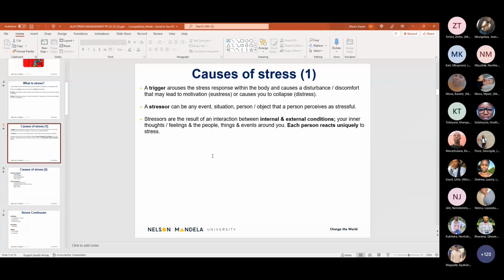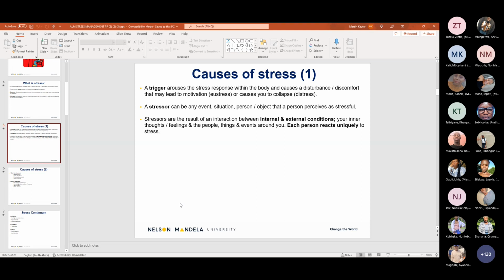External is the trigger, as indicated, that you get from your environment. And then you have an internal response. Certain hormones are released in the body. Okay. And then that results in how you experience that trigger, how stressed that trigger makes you feel, and how much you perceive you can manage that stress.